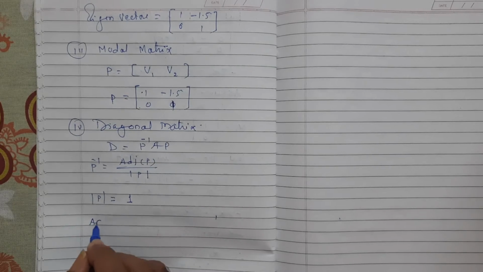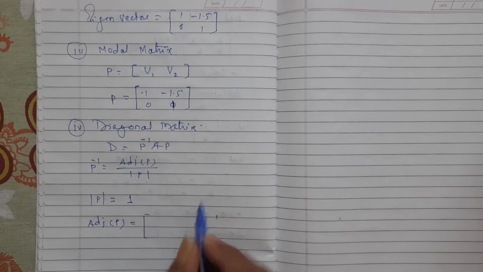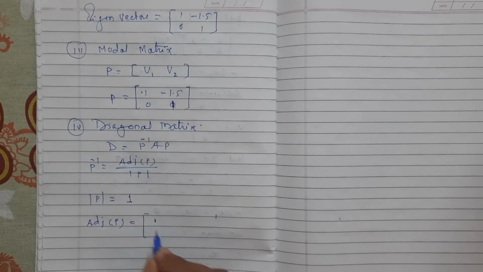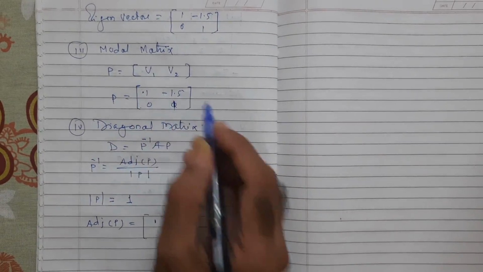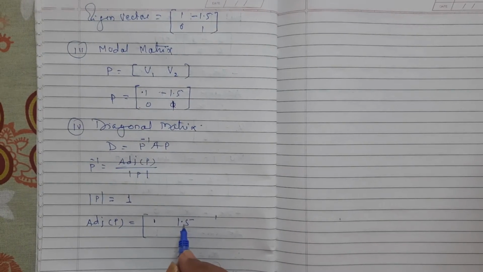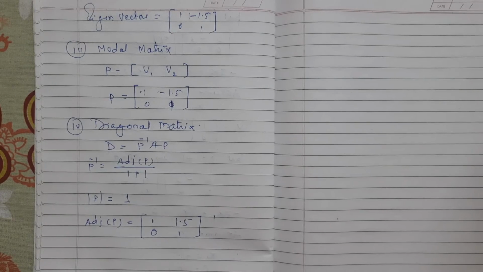Now we will find out the adjunct of the P. It is equal to, we will interchange the position. Here is the 1, here is the 1. So by interchanging, we have the same elements, and this is 1.5. So this is minus, so this becomes plus 1.5 and 0 is 0. No change of the sign is there. So this becomes my adjunct of the P.